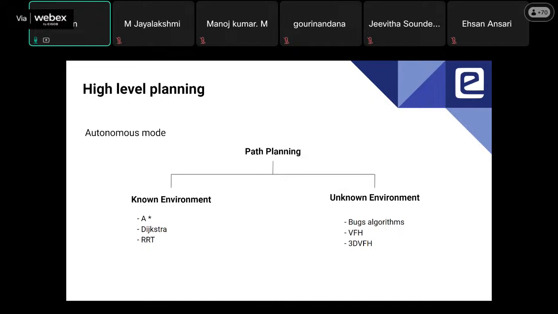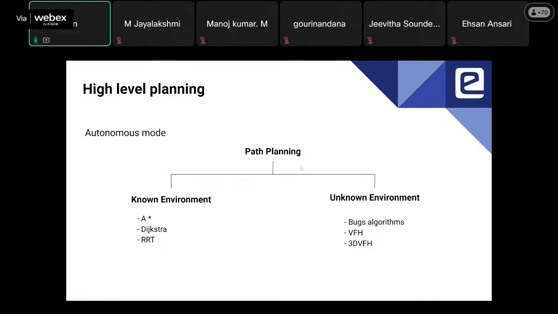After the mission mode, there is autonomous mode, in which we do path planning algorithms. There are known environments for path planning and unknown environments. Autonomous means there won't be any user control. The drone is supposed to do everything by itself.